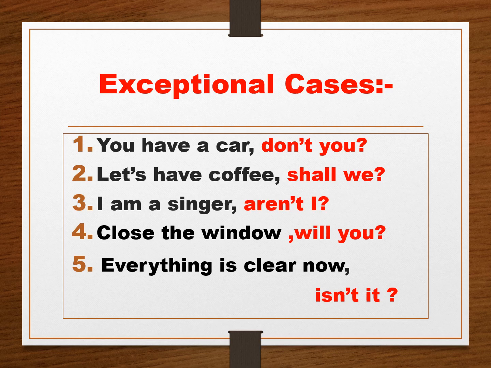The last example. Everything is clear now. When we refer to words like everything, nothing, something, it indicates things, so non-living objects. So we'll take the pronoun as it. Here the auxiliary verb is is, negative form of that isn't, and we'll go for the pronoun it. So everything is clear now, isn't it?